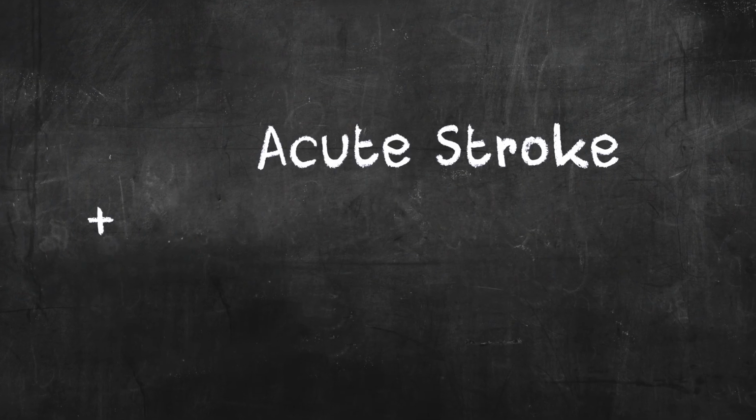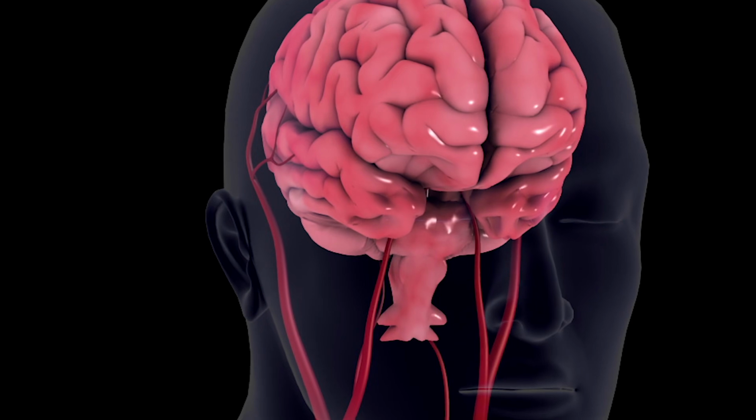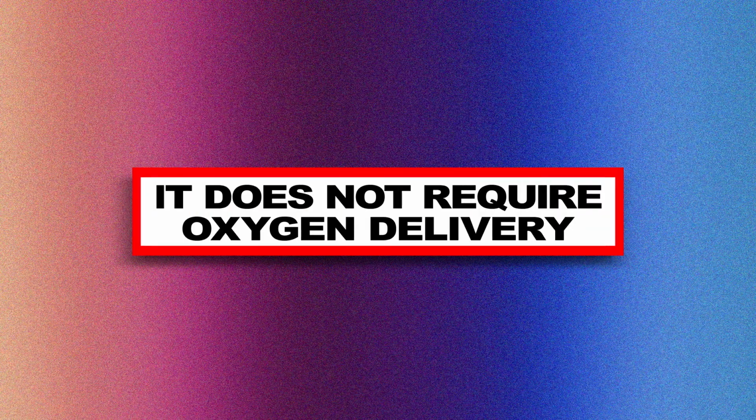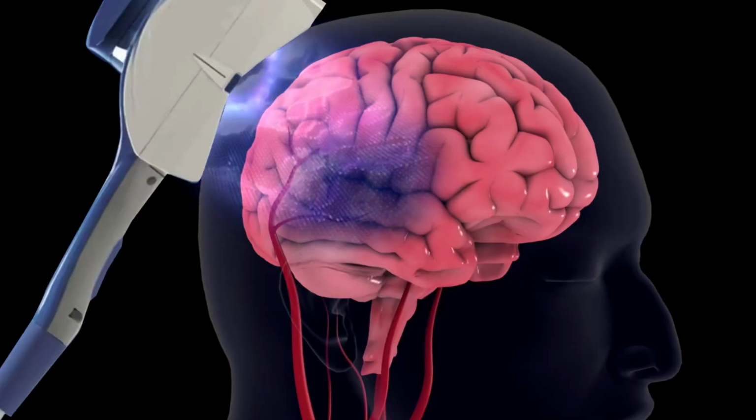Acute stroke plus pulsed magnetism, push respiration. Push respiration, on the other hand, is an entirely new concept. It does not require oxygen delivery. An electrical gradient is supplied across a tissue. A TMS pulse does this.